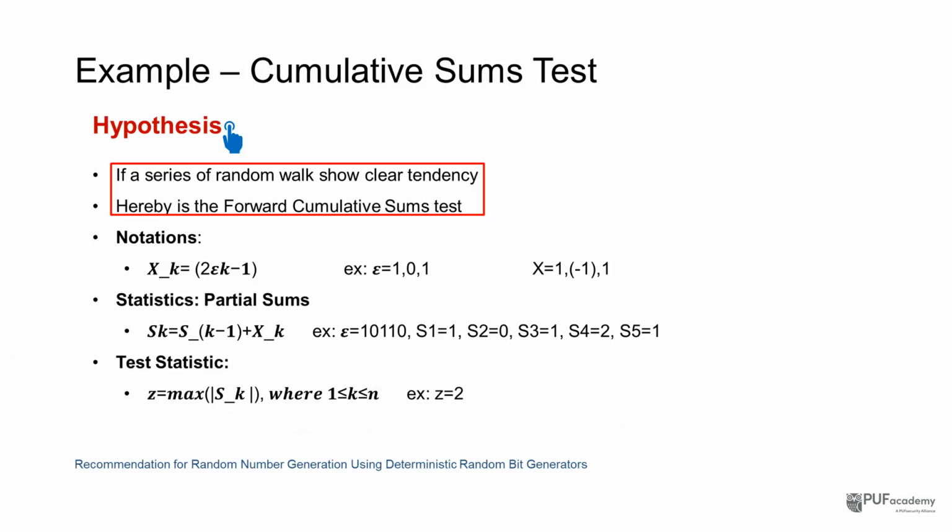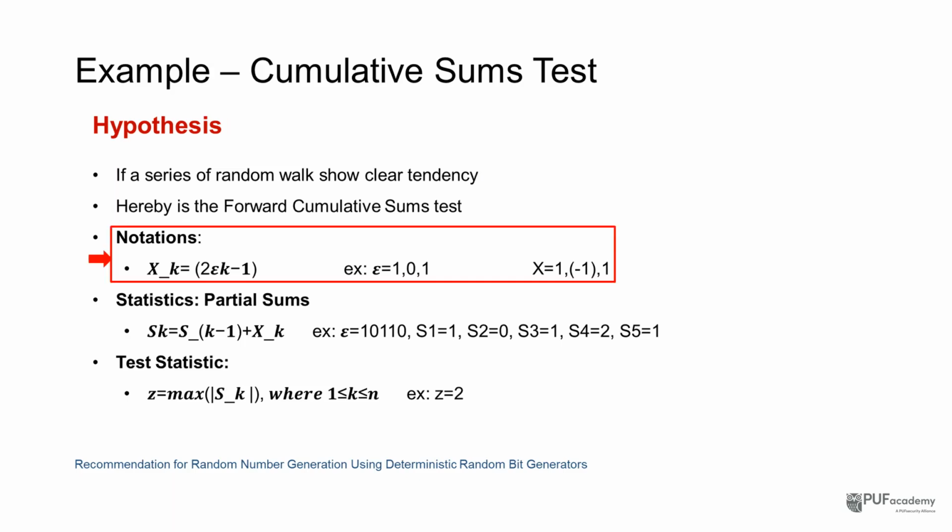Now let's look at an example of one of the NIST tests, the cumulative sums test. The hypothesis of this test is straightforward. It checks if a series of random walks shows a clear, non-random tendency. If the sequence is truly random, the walk should not drift too far from the starting point. The specific version shown here is the forward cumulative sums test.